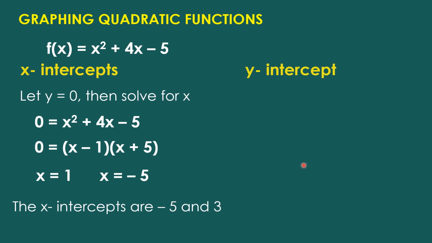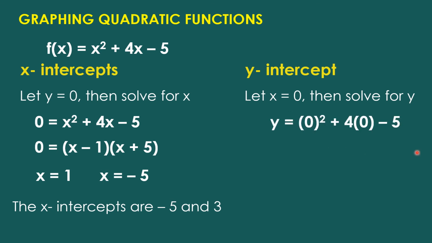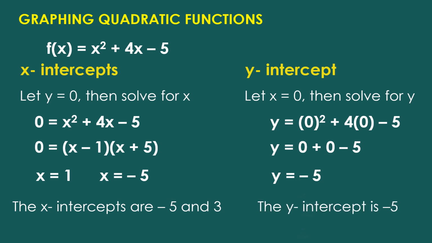Next is to find the y-intercept. To find the y-intercept, we let x be equal to 0, then solve for y. Then, if x is 0, you'll have y equals 0 squared plus 4 times 0 minus 5. Y equals 0 plus 0 minus 5, and therefore y equals negative 5. That means that the y-intercept is negative 5.